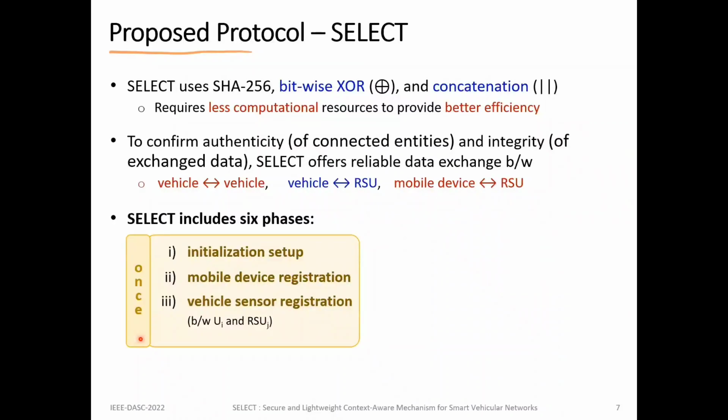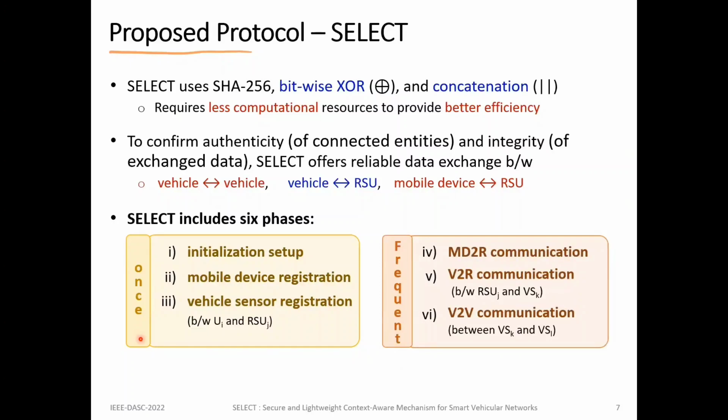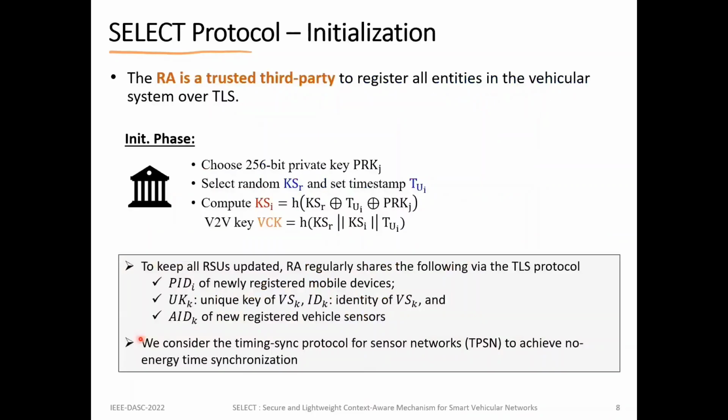It includes 6 different phases: initialization setup, mobile device registration, and vehicle sensor registration, which are executed once, while MDD to V2R communication, V2R and V2V communication are going to take place very frequently.